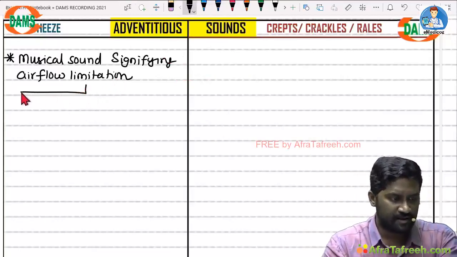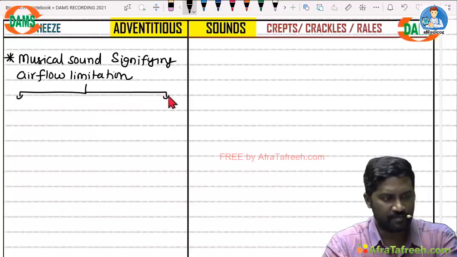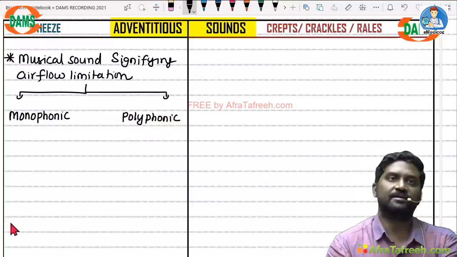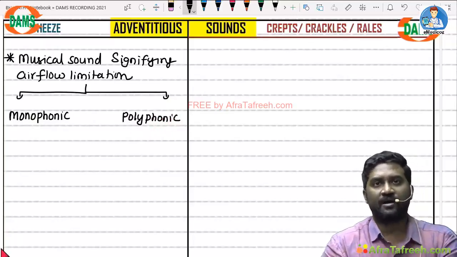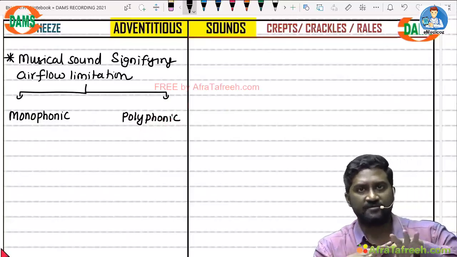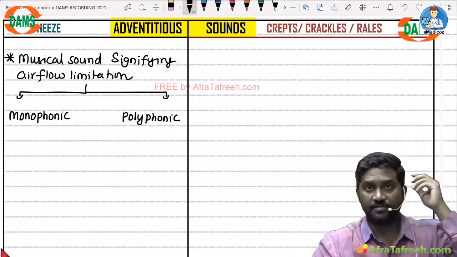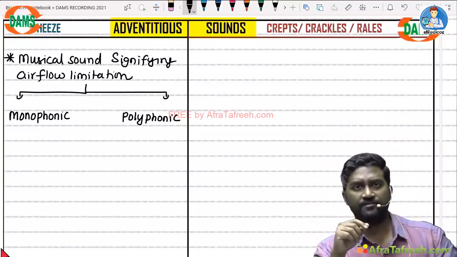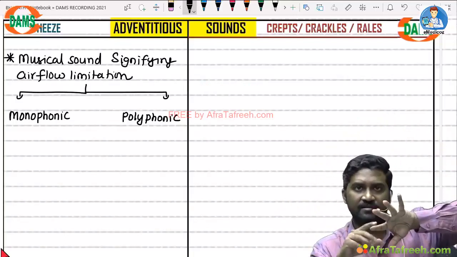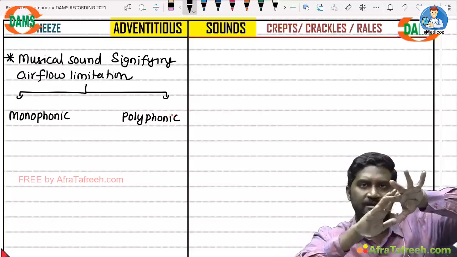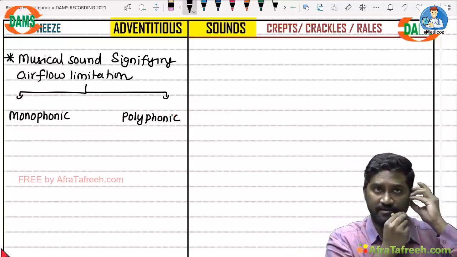This wheeze can be classified into two types based on the mechanism: a monophonic wheeze and a polyphonic wheeze. You must know an instrument called a guitar. If you strike one string, the sound will be different. If you strike all the strings together, the sound will be different. Monophonic wheeze means striking a single string; a single airway is involved, creating the wheeze. Polyphonic means multiple airways are simultaneously involved, creating the wheeze.